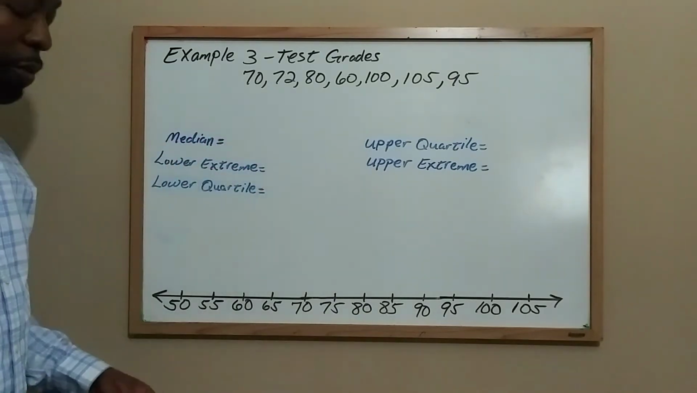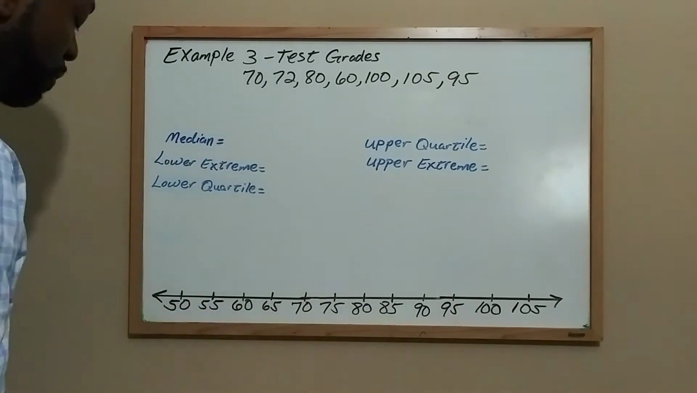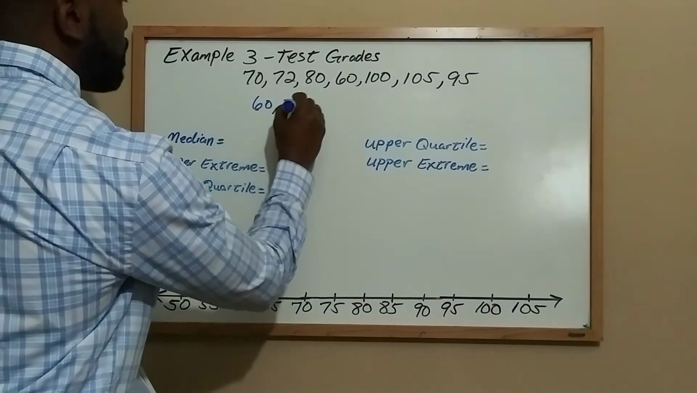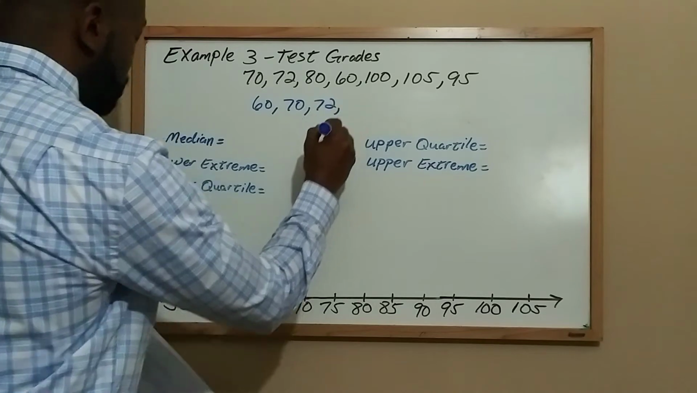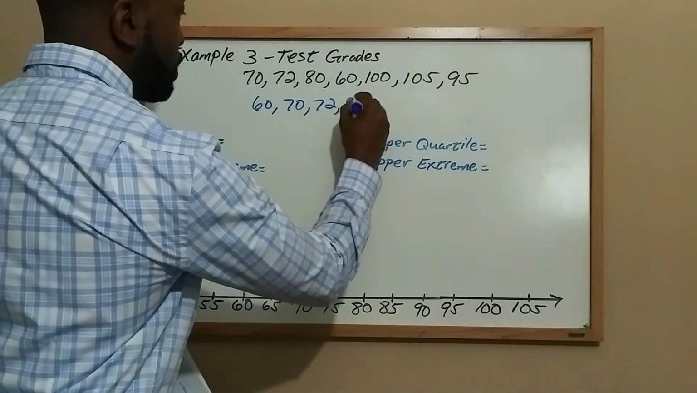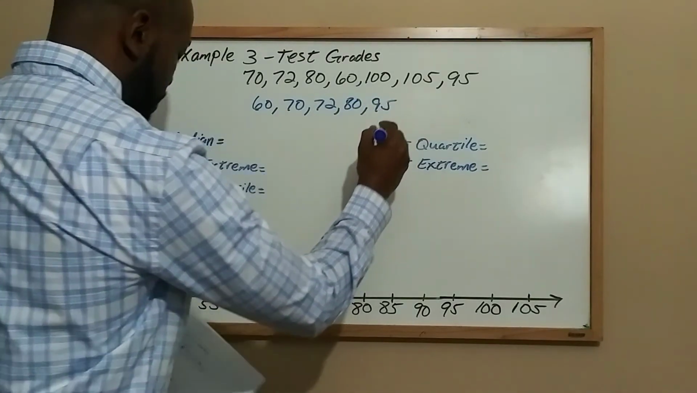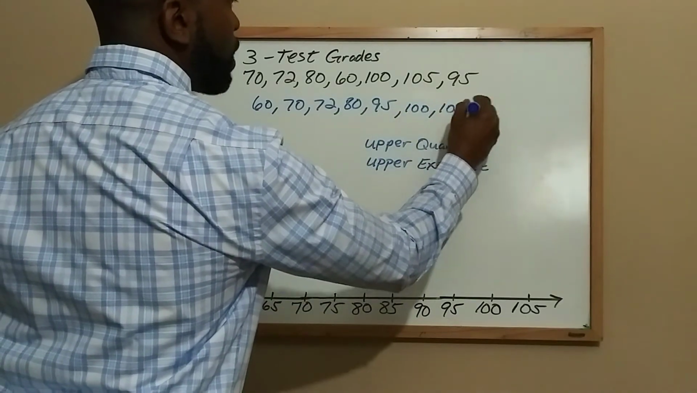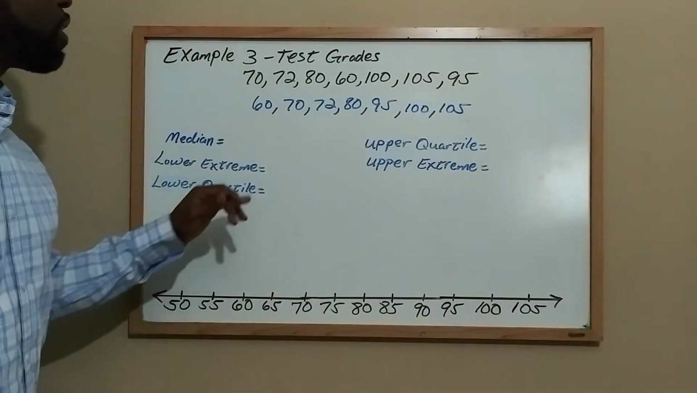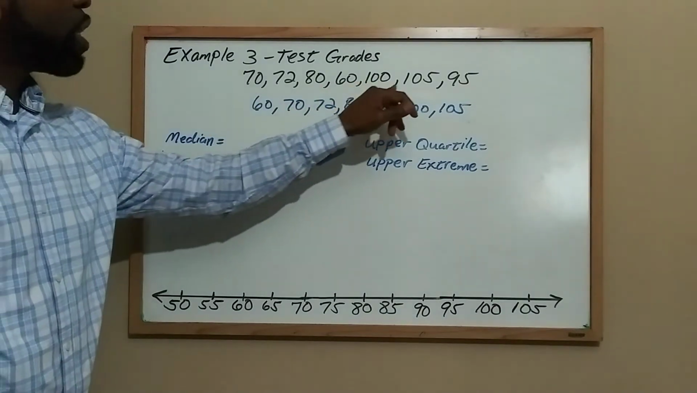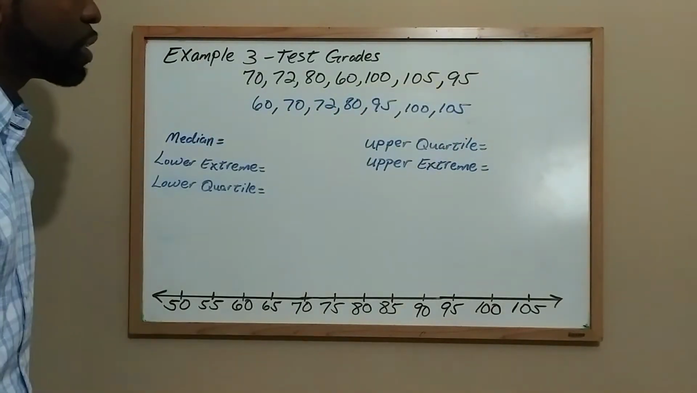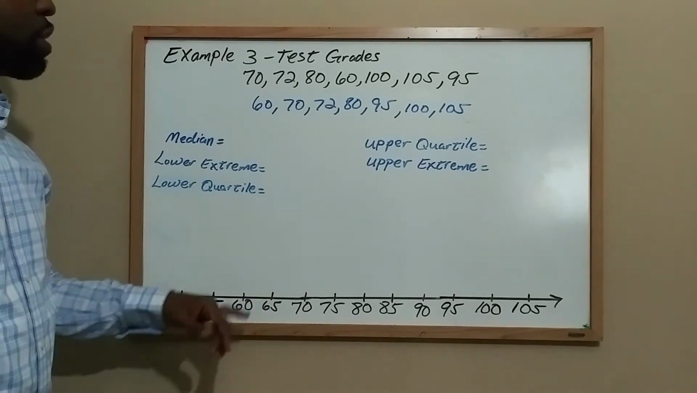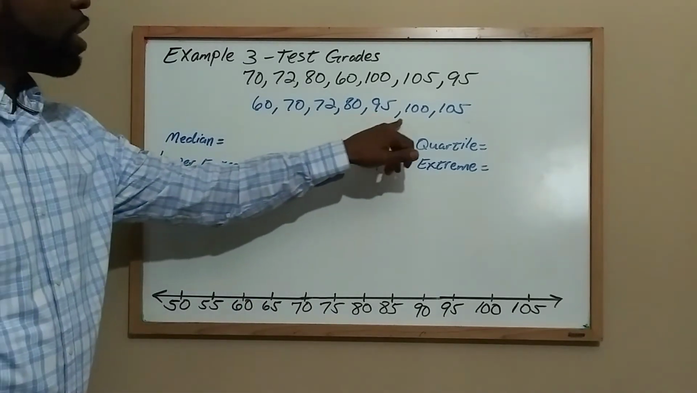So we need to put the numbers in order from least to greatest, which would be 60, 70, 72, 80, 95, 100, and 105. Alright, so in our data set, we have 1, 2, 3, 4, 5, 6, 7 numbers given originally. So when we put them in order from least to greatest, let's make sure we have 7 numbers. 1, 2, 3, 4, 5, 6, 7.